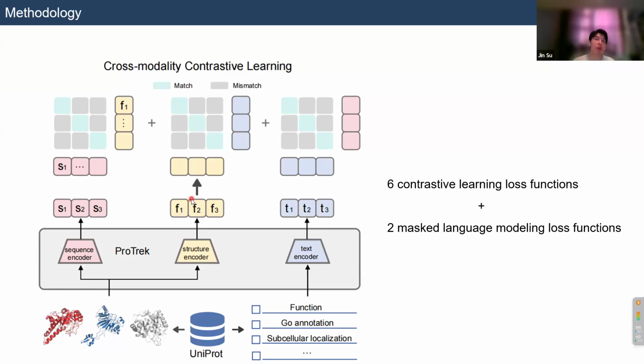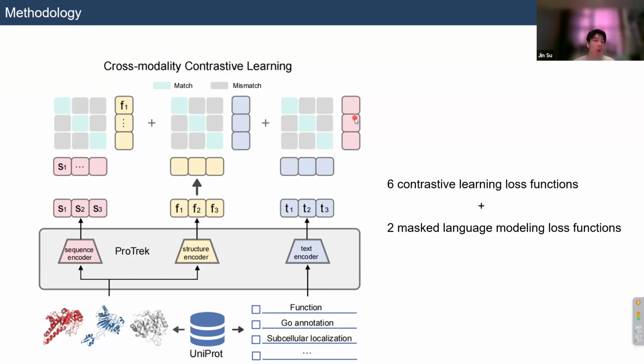So we include 6 contrastive learning loss functions. You can see for sequence and structure, we have 2 loss functions. For structure and text, we have 2 loss functions, and also for text and sequence. So here are the 6 contrastive learning loss functions.